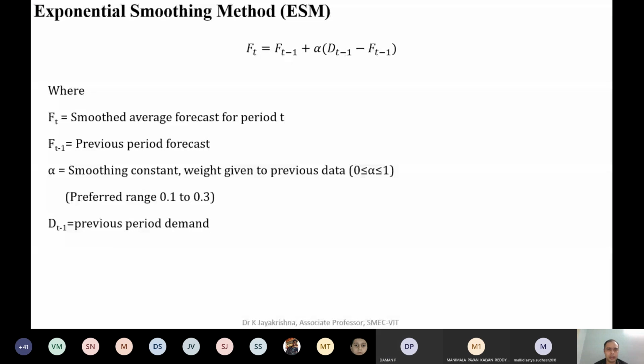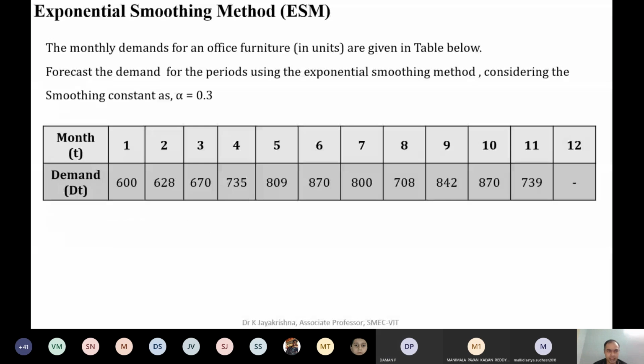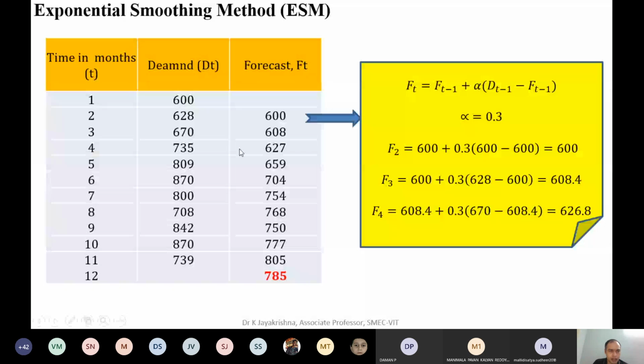Thank you. So the same problem we are taking, and here I assume the alpha value, that is the smoothing constant value. It's given in the problem that it's 0.3. I told you it should be in the range of 0 to 1, but preferably 0.1 to 0.3. So here they have given 0.3. So what are we going to do? It's very easy. You will be using the 0.3 value more often.